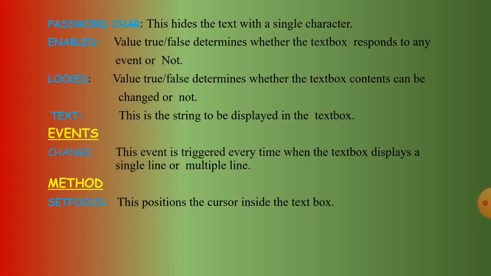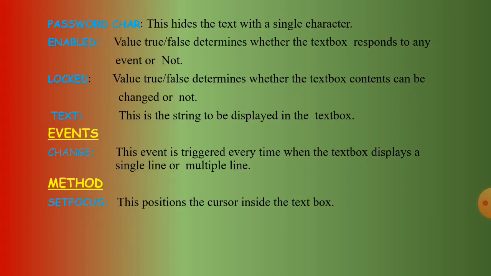Next, locked. This value, true or false, determines whether the text box contents can be changed or not. If you don't want to change the text box contents, we must make locked true. If you want to change the contents in the text box, we can make it false. The next property is the text property. This is the string to be displayed in the text box. The text that we are displaying in the text box is called the text.